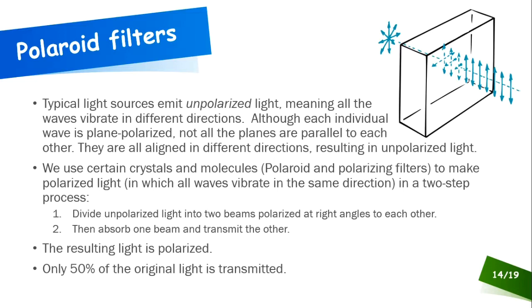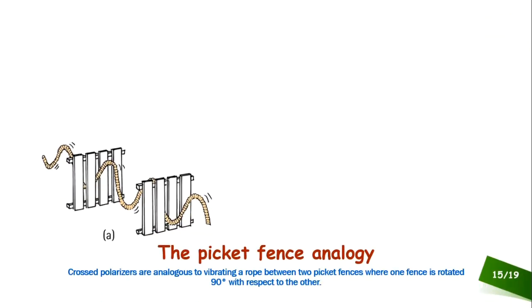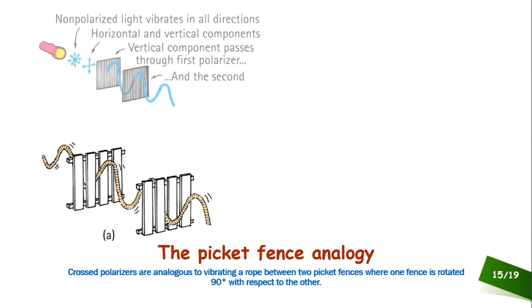And only 50% of the original light is transmitted through. So half of it actually gets canceled out when we took out all of these different planes of light that the light is actually vibrating through with the waveform. Think of this like a picket fence analogy. If you've got, say, a rope that you're looking at through two picket fences, you can actually make a waveform that will travel through each of those picket fences because the filters are basically aligned up with each other, so the waveform can actually go through.